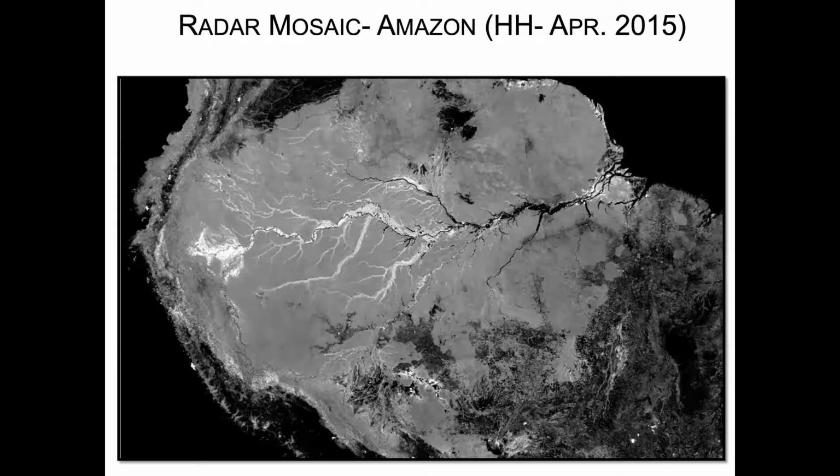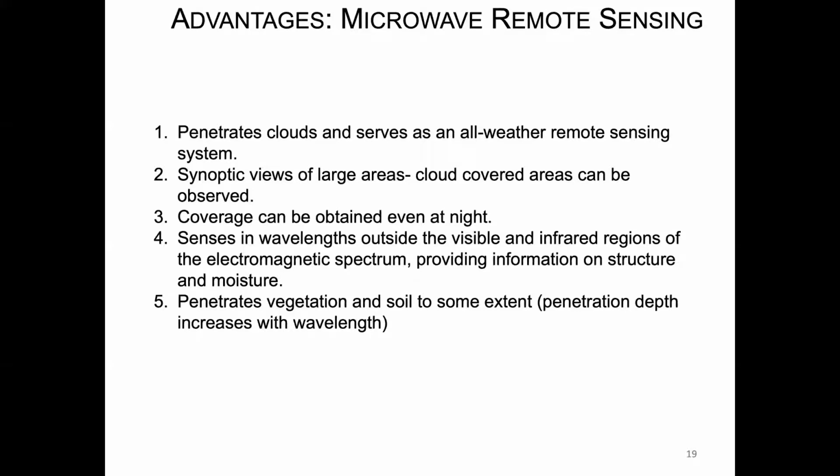Okay, and another great thing about using microwave is that it penetrates through the vegetation canopy, so we can sense the soil moisture conditions underneath the vegetation canopy. So this just summarizes the advantages of using microwave remote sensing. Penetrates clouds, penetrates the canopy, actually penetrates the soil. With SMAP we're sensing the top 5 centimeters of the soil, so we're sensitive to soil moisture in the top 5 centimeters overall.